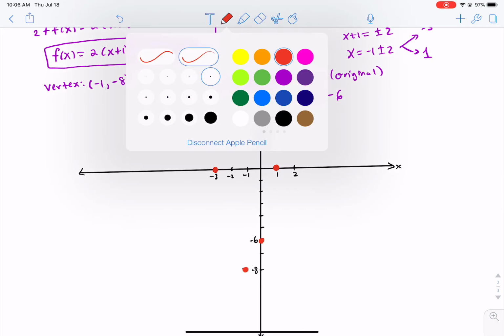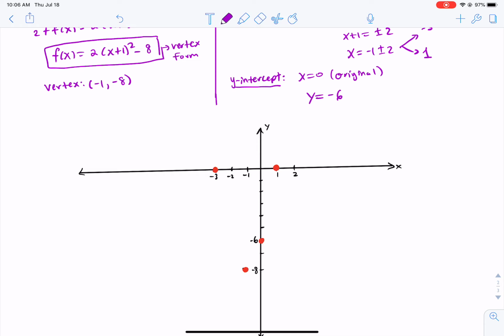So the graph has to pass through these points right here. Let's connect them with a parabola shape. So we're going to have this, like that, and we're going to have this.